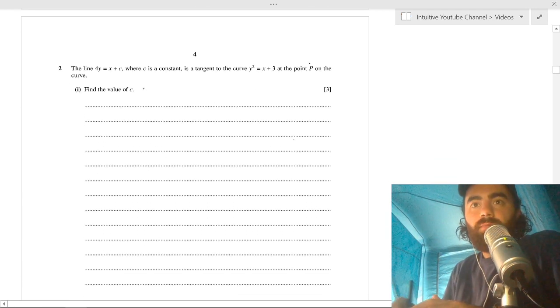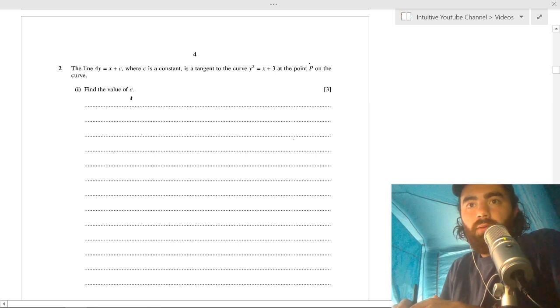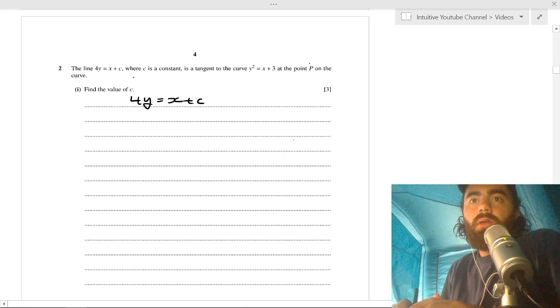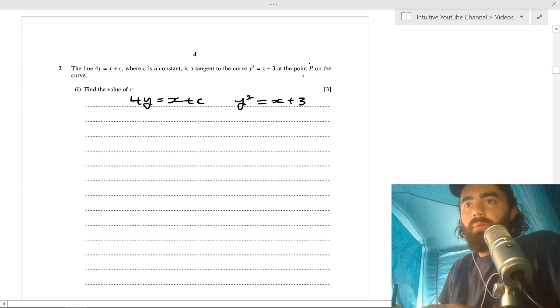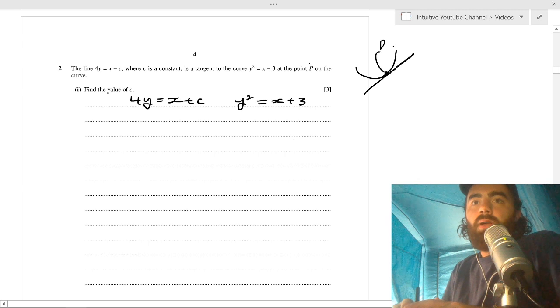Okay, question 2. So we have a line, which is 4y equals, and you'll notice I always write out whatever they give me here. You have this line with a constant c, and this is tangent to the curve y squared equals x plus 3 at the point P on the curve. So you could kind of visualize it if you want. We have this curve, and then we have this line which is tangent to the curve at the point P. And it wants us to find the value c.